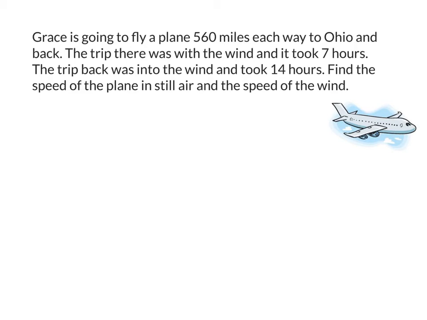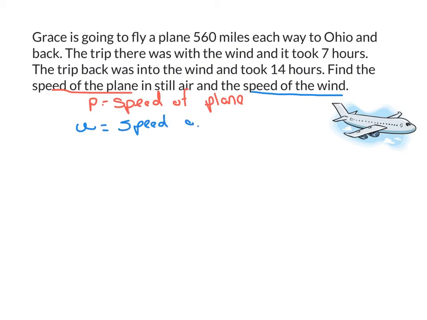So if we're going to set up some equations, we first want to identify the variables that we're solving for. So the 2 variables that we're looking for that are changing are the speed of the plane. Let's call that P. And then also the speed of the wind, which I'm going to call W. Excuse my penmanship.